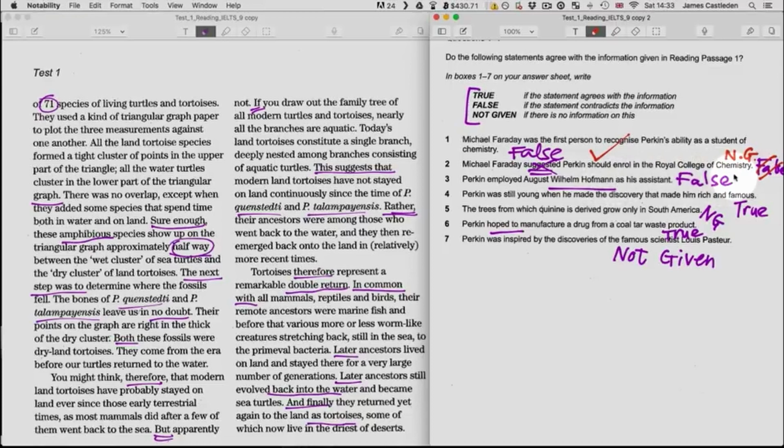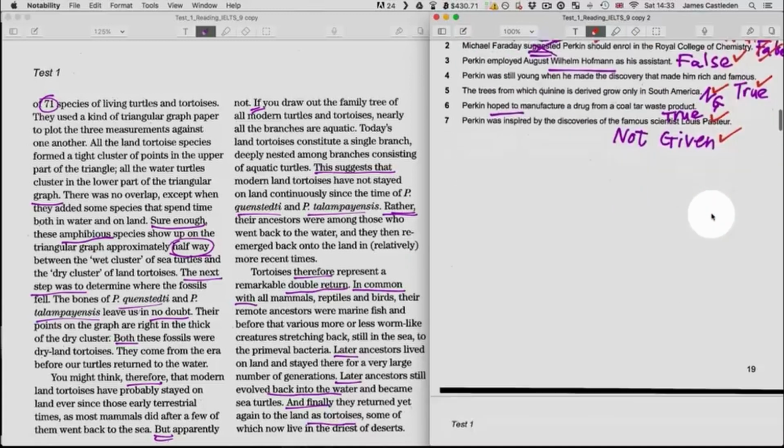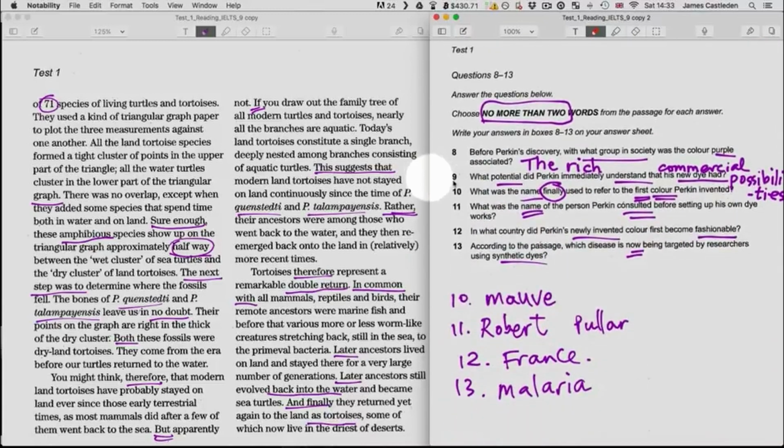Number 3, false is correct. Number 4, true is correct. Number 5 should be not given, which is correct. Number 6 is true, and number 7 not given. Okay, let's hope that's the only one that I've made a mistake with. Now we've got the rich, or just rich, is okay. Commercial possibilities. If you just had commercial and no possibilities, that's also acceptable. So commercial. Number 10, mauve. Yes, mauve.